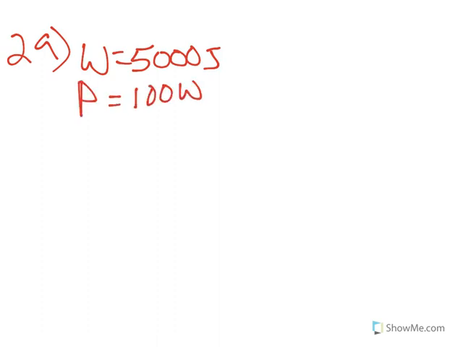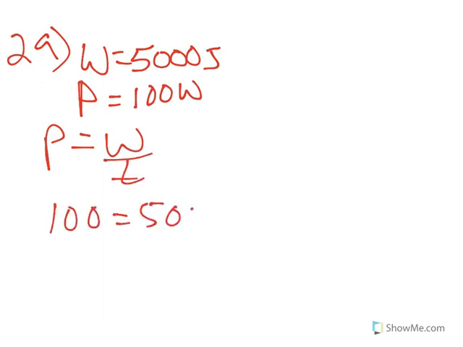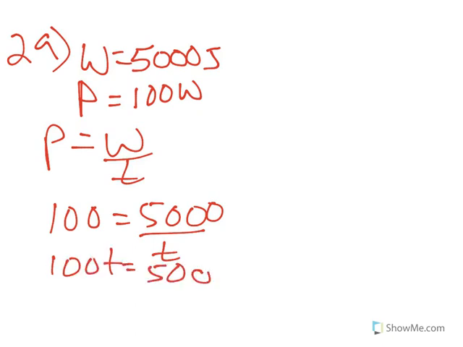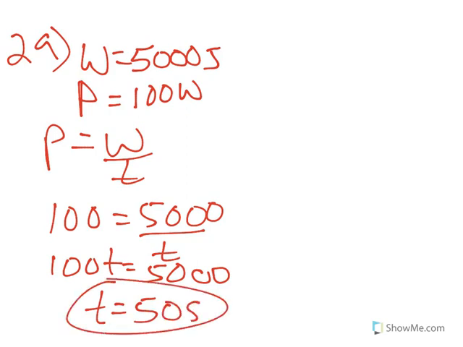29. How long would it take a machine to do 5,000 joules of work, if the power rating is 100 watts? So what you want to do is power equals work divided by time. 100 equals 5,000 over t. 100 t equals 5,000. And solve for t, and you should get 50 seconds, which is the answer choice B. And then that's 29.